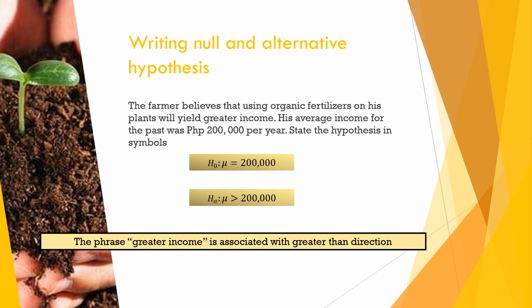The reason is because we have this phrase. Meron tayo ditong phrase that will yield greater income. So, the phrase greater income is associated with greater than direction. Meaning, in this case, we have a right tail direction.